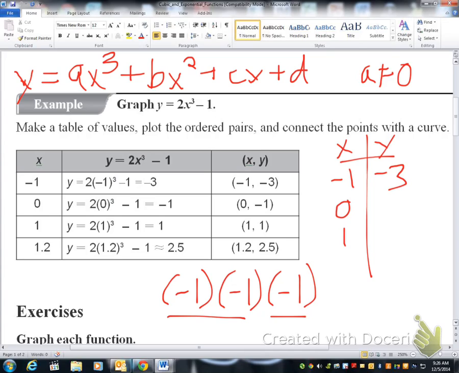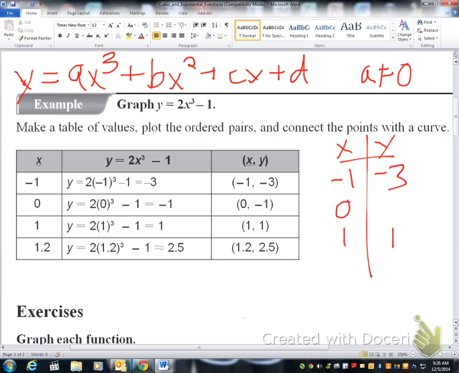So my value for -1 is -3. Now, if I go in and plug in +1 instead, then I have 2 times +1 cubed minus 1. So 1 cubed is 1, times 2 is 2, minus 1 is 1. So, like I said, we don't have the same value for -1 and +1. We have different values, okay?